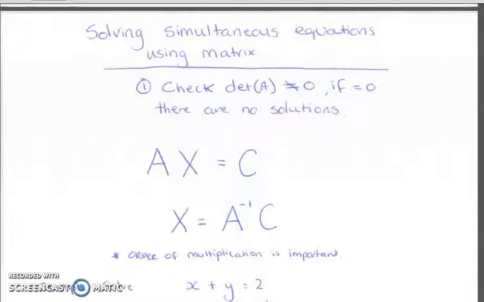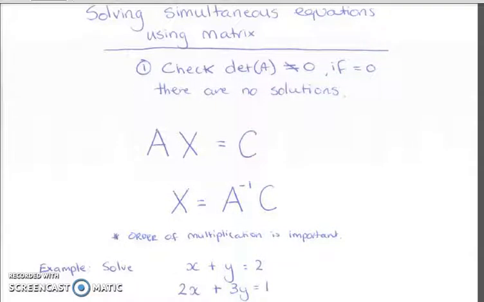Now from chapter 11 we looked at how to display simultaneous equations as a matrix. Now we look at how to solve simultaneous equations using matrices. First off, you've got to check the determinant, because if it equals 0, there is no solution. That's from just before, where we mentioned how to check for the determinant. So we want to make sure it does not equal 0.